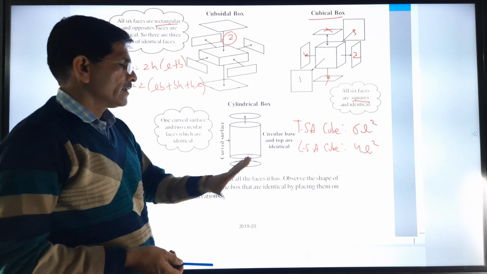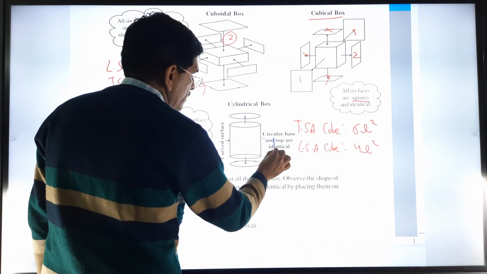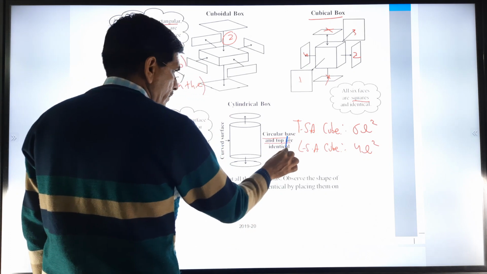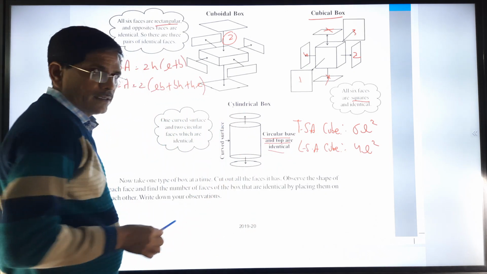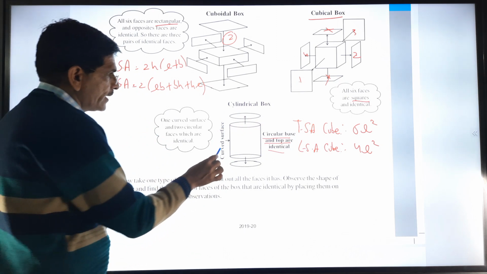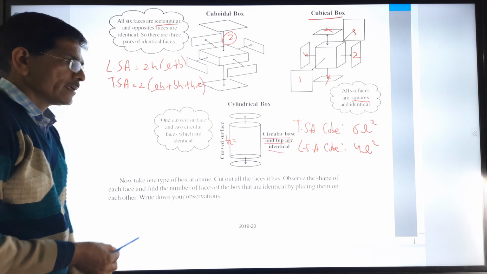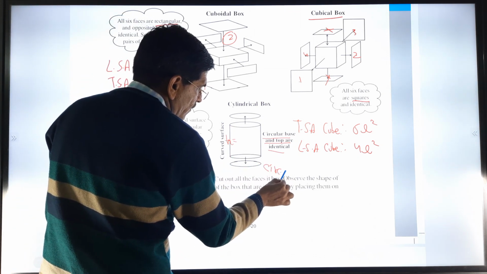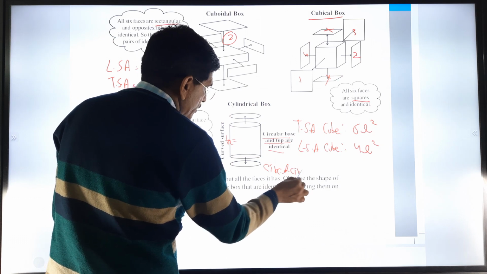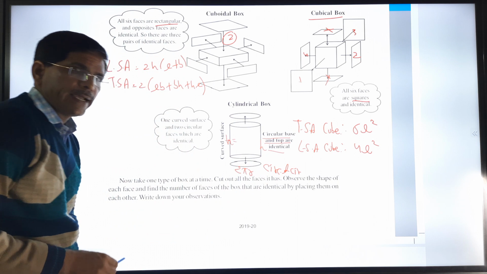Now here, the circular base and top are identical. Here it is a circle, and again here a circle. And here it is the height, the curved surface. So the circumference of a circle is 2 pi r, and the height is h.